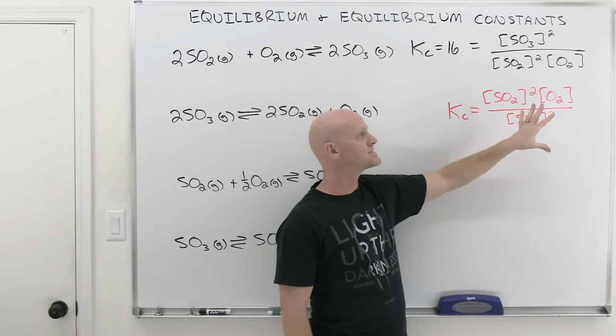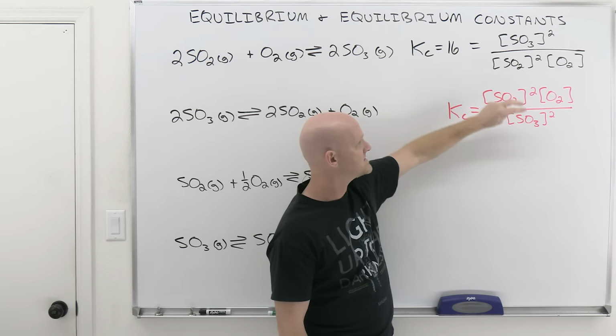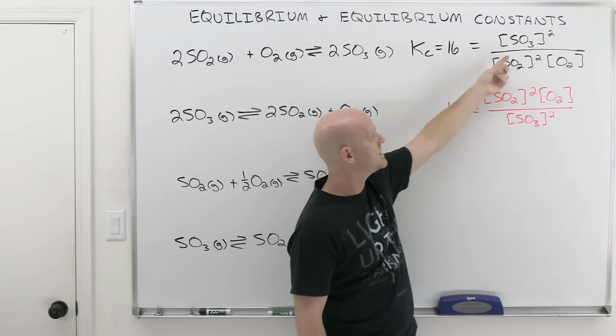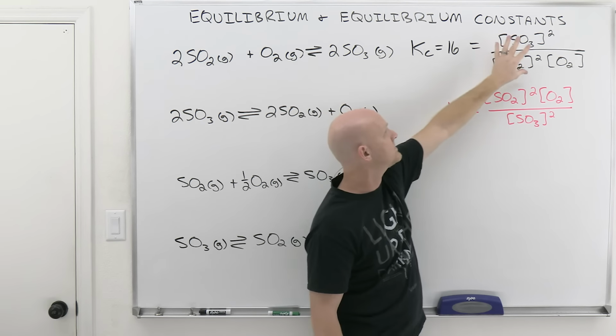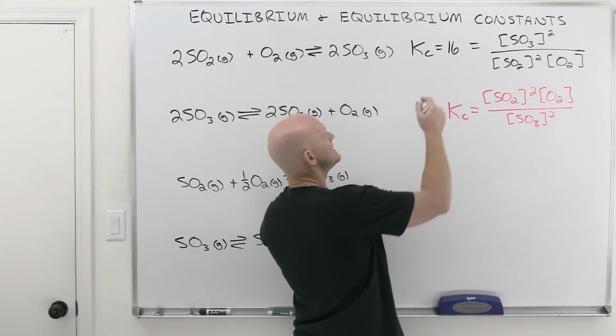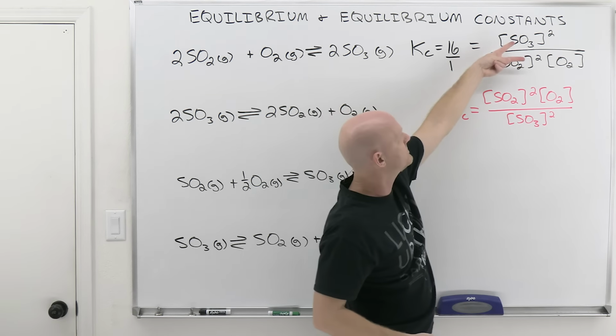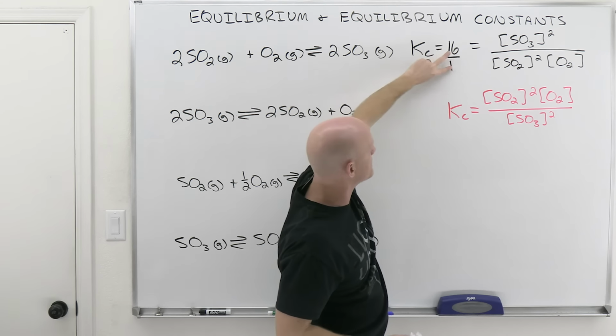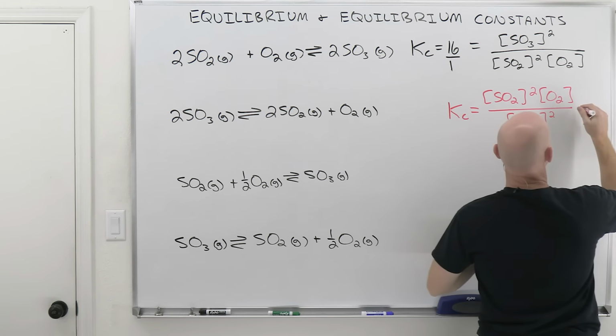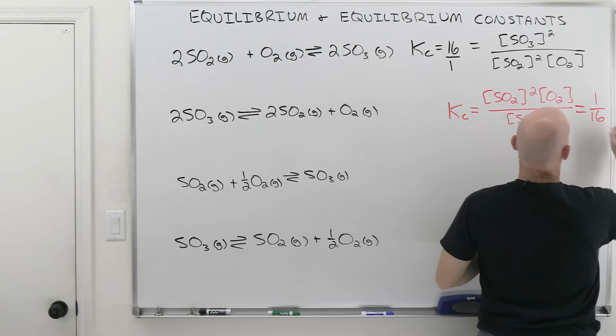If you look at the expressions, you'll see that this is the exact inverse of what we had up here. So if this one is equal to 16, and notice that 16 is the same thing as 16 over 1, then if you flip this over, you're going to get an equilibrium constant now of 1 over 16.